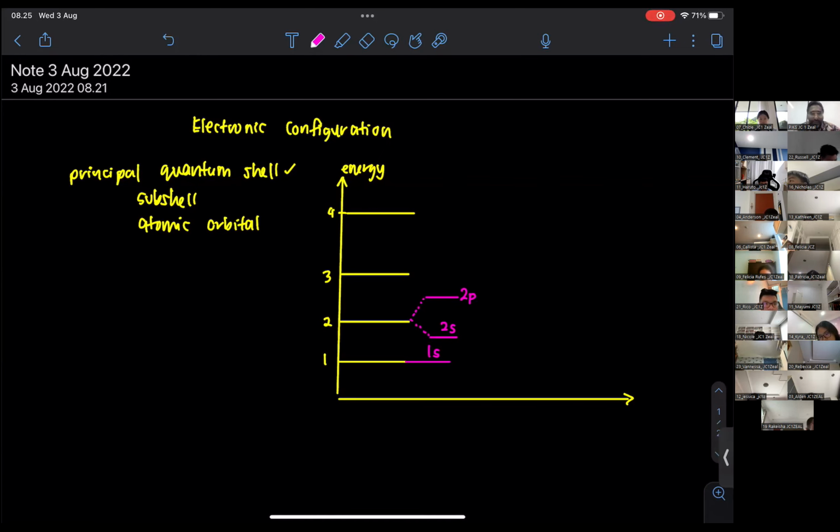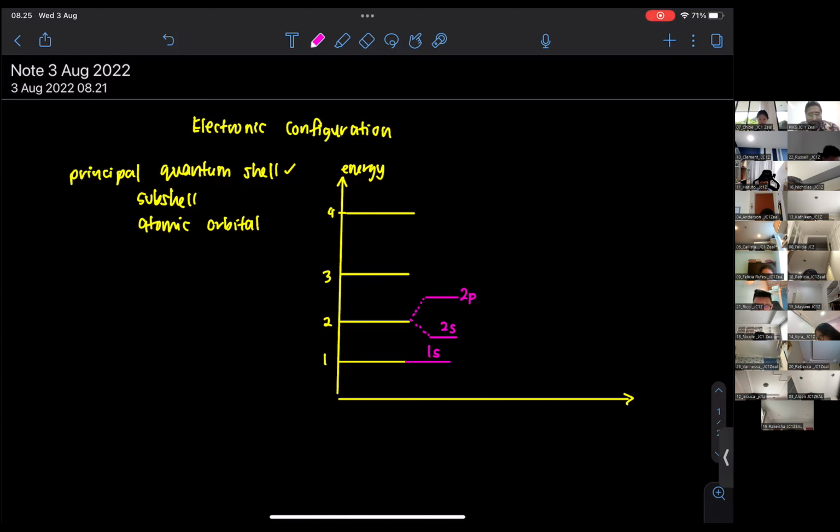What are those, Haruto? 1s, 2s, and 2p. Are they principal quantum shell, subshell, or atomic orbital, Haruto? Subshells, correct. So please remember 1s, 2s, 2p, they are all subshells.